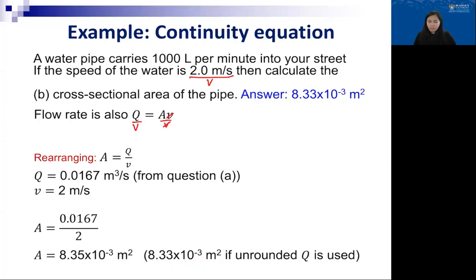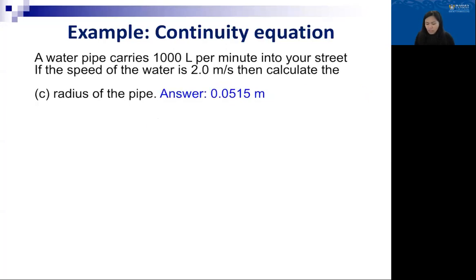Okay, next question, what's the radius of the pipe? So the pipe is cylindrical. And remember, the area we're talking about is the cross-sectional area. Okay, oh, sorry, there's a question.